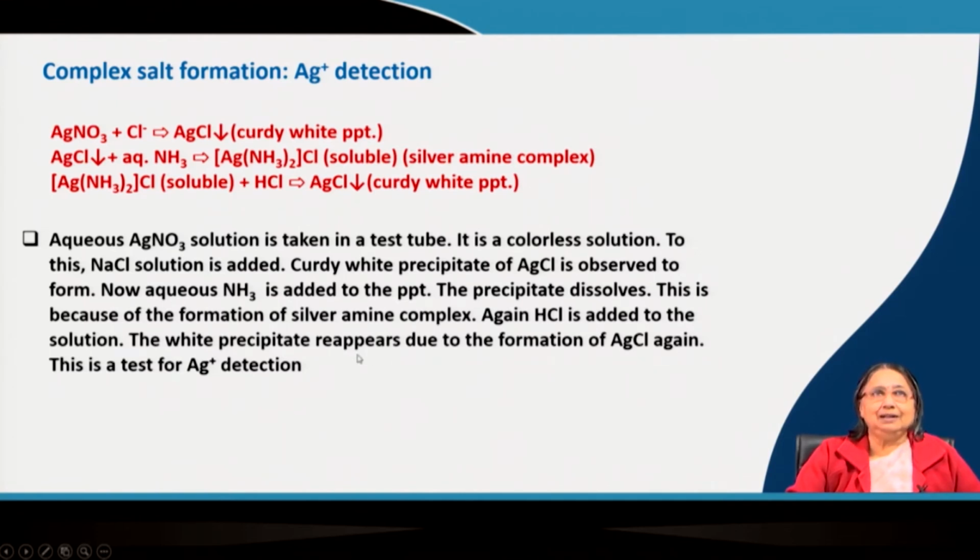So, what you have learnt in the previous lecture, that formation of silver amine complex, then it is breaking to silver chloride again, you can do it easily in the laboratory. Here in the reaction also, silver nitrate with chloride gives silver chloride, a curdy white precipitate. You can see the precipitate, then you add ammonia solution, it will solubilize and form the silver amine complex. After that you add some HCl to it, and then you will get back your silver chloride as a curdy white precipitate. This is a very good demonstration, and indeed it is a method for silver plus detection also.